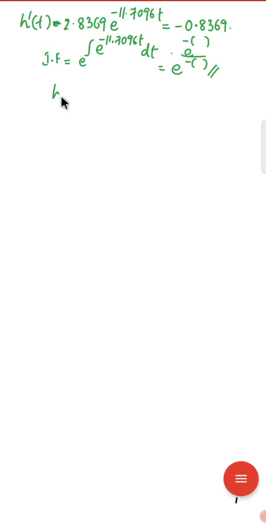The solution h of t is nothing but 1 by integrating factor into the integral of q of x dx, right? So we will have this one. So this needs to be integrated again, which is not a very wise move.